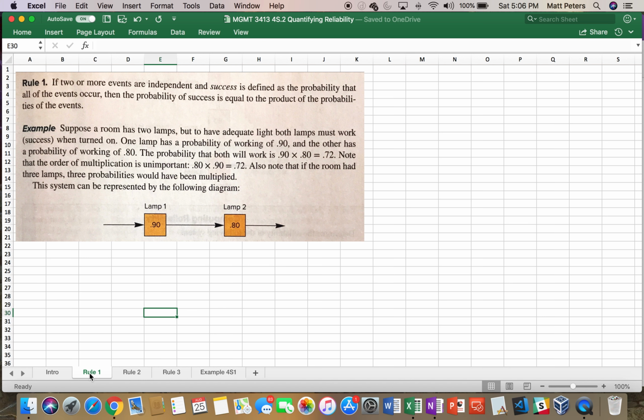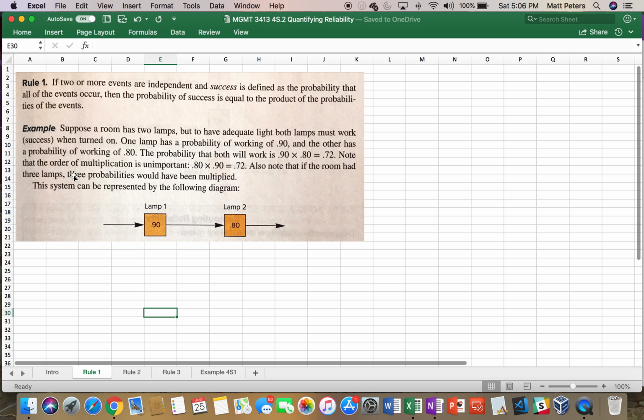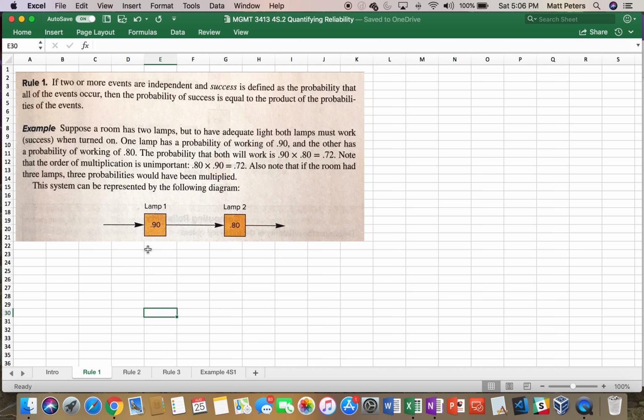The first is rule number one. If two or more events are independent and success is defined as the probability that all the events occur, then the probability of success is equal to the product of the probabilities of the events. So the example, you have two lamps. Lamp 1 has a 90% probability of working, and lamp 2 has an 80% probability of working. And the success of this overall system is defined as both of the lamps working.